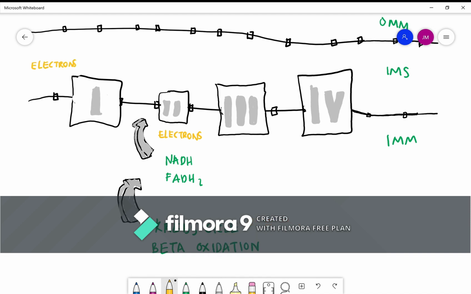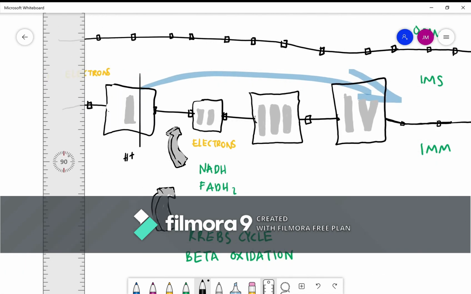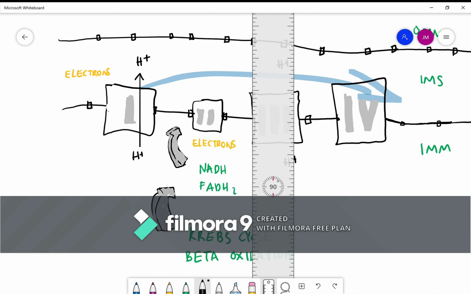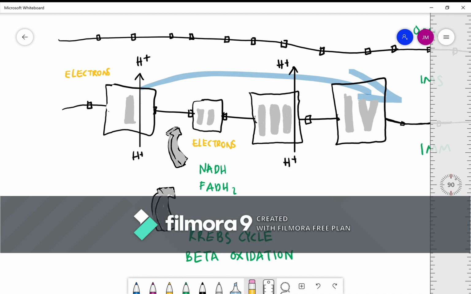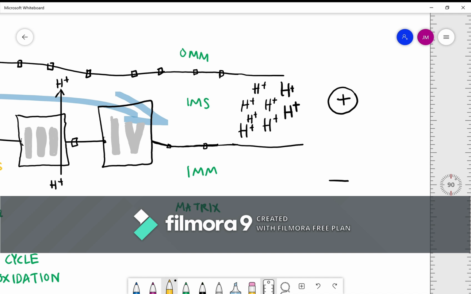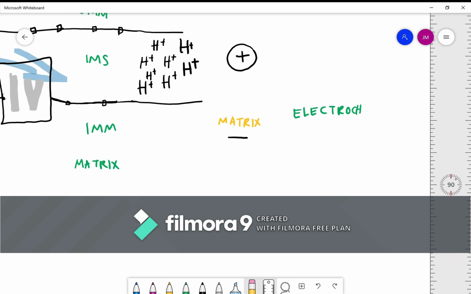The electrons then travel from the first to the fourth enzyme complex, and in this movement, energy is generated. This energy is utilized in pumping hydrogen ions into the intermembrane space from the matrix of the mitochondria. This continuous pumping of hydrogen ions causes a higher concentration of hydrogen ions in the intermembrane space as compared to the matrix of the mitochondria. This generates a positive charge in the intermembrane space and a negative charge in the matrix. This is called the electrochemical gradient.